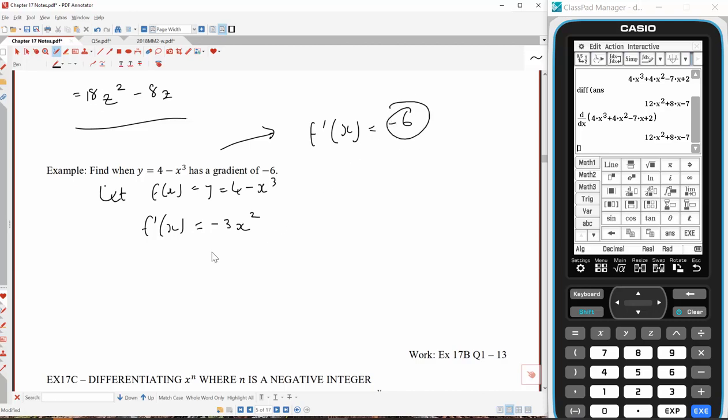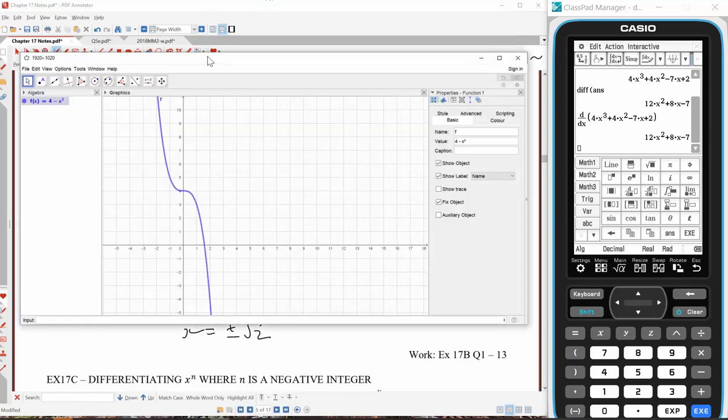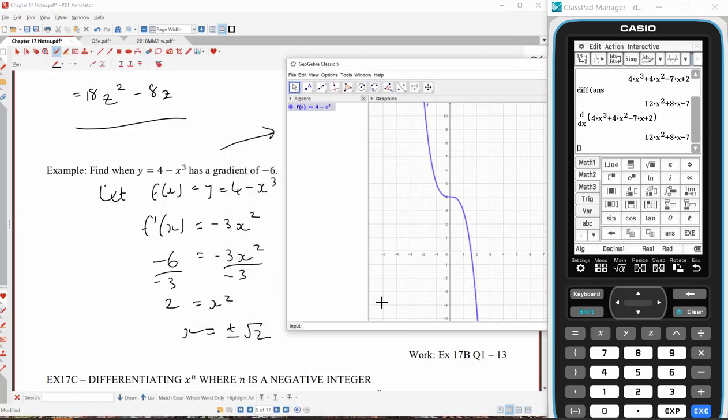All right, so basically what I'll do is I'll replace f dash x with -6, and here we go. Divide by -3, divide by -3. And that's going to be 2 equals x squared. X is equal to plus or minus √2. Okay, so this seems to be suggesting that when x is equal to √2 and negative √2, there's going to be a gradient of -6. Okay, so it's saying, hey, basically we've got 2 spots where that happens. All right, so let's find out, in fact, whether that is the case.